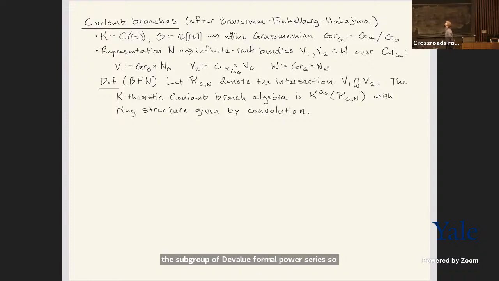So then associated to the representation N, what BFN tell us to consider is a triple of infinite rank vector bundles over the affine Grassmannian. So one I'll denote by V1. That's the trivial N_O bundle over G. Here again, N_O is the space of N-valued formal power series. That of course sits inside the bundle, which I'll call W. That's the trivial bundle whose fibers are the space of N-valued formal Laurent series. That's G cross N_K.